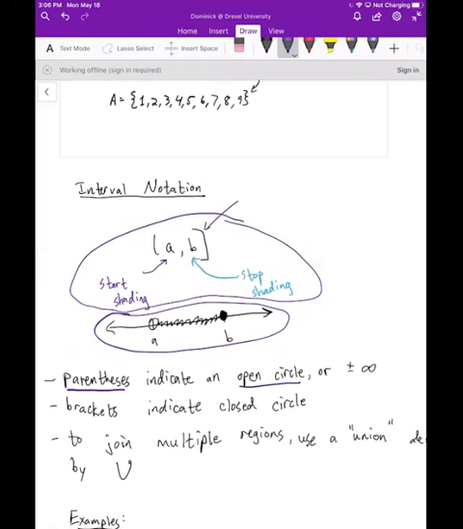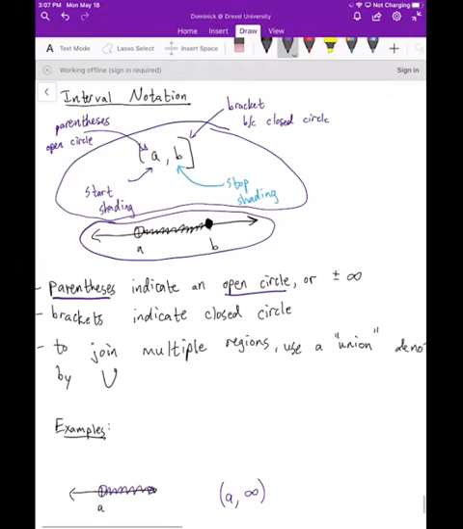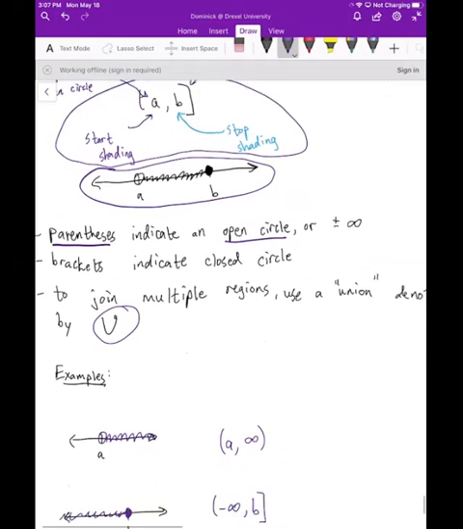So here you see that B has a bracket because it has a closed circle, whereas A has a parenthesis because it's an open circle. Now, if you have multiple regions, you can join them together with a union symbol, which is just like a fancy U symbol here.